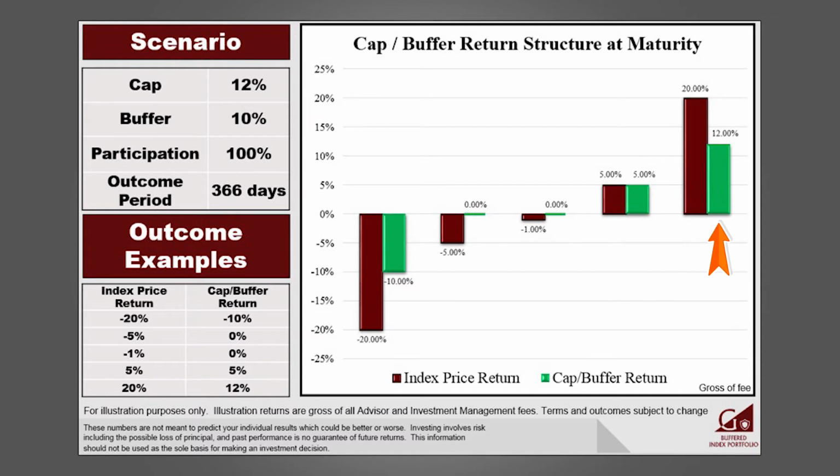Under more extreme situations, if markets are very strong, with the S&P 500 price return up 20%, the note will be up 12%. This is due to the capped upside participation that was predetermined in the note.